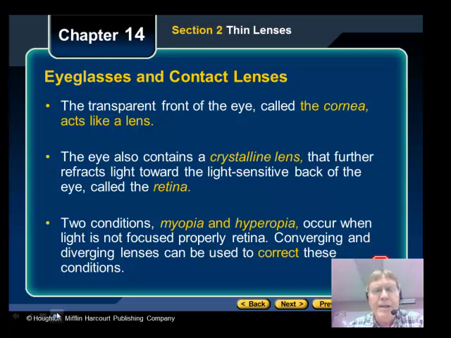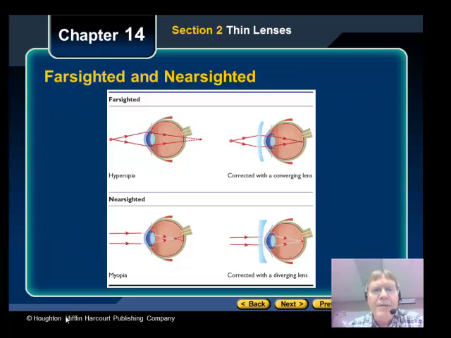There are two conditions, myopia and hyperopia, short-sightedness and sometimes referred to as farsightedness, that occur when light is not properly focused on the retina. And you can use converging and diverging lenses to correct those conditions. If you look here, in a farsighted person, a nearby object will be focused beyond the retina, because the lens is not able to properly correct. The retina is this back part of the eye here. So this is referred to as farsightedness.